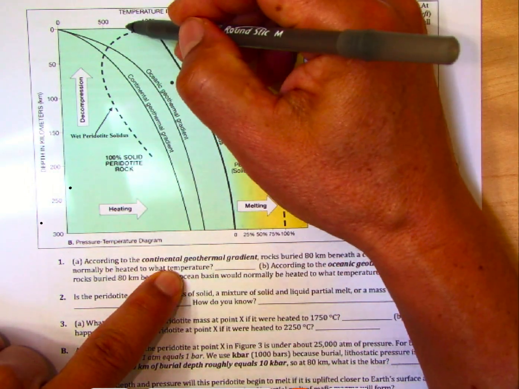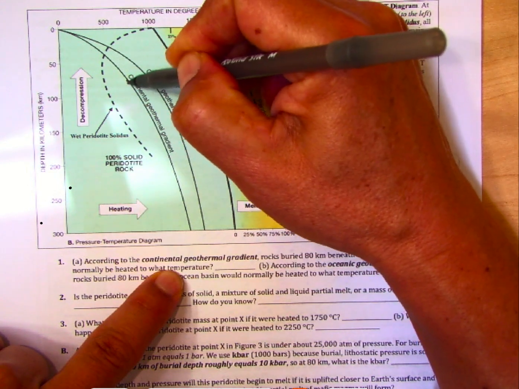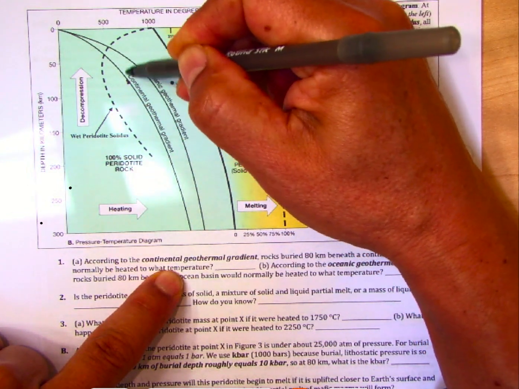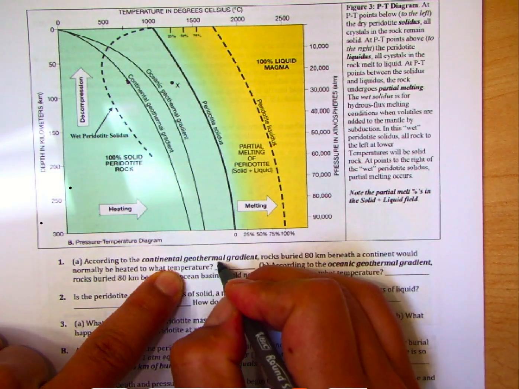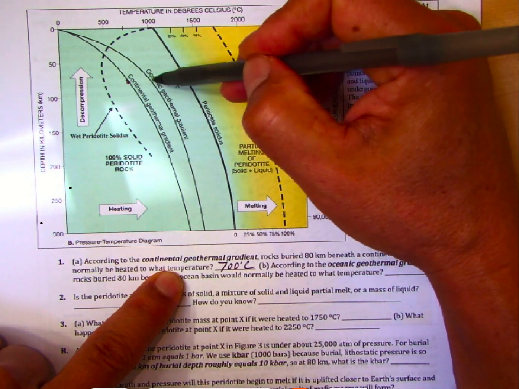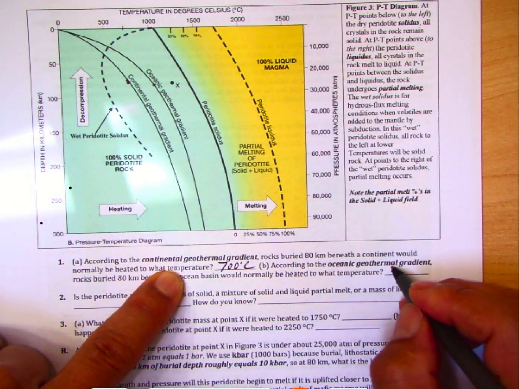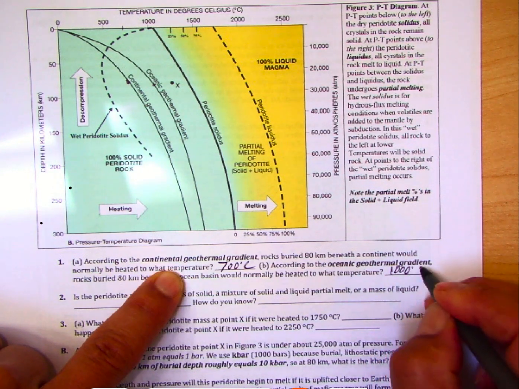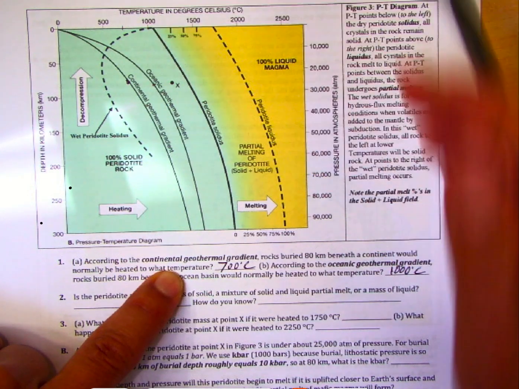So if we go down to 80 kilometers, which is right around here, because that's at point X, on this continental thermal gradient, we see that the temperature would be around maybe 700 degrees centigrade. And then for the geothermal gradient, you see it's a little bit higher heat flow in the oceans. We see we got maybe about 1,000 degrees centigrade. So that's how I'm just reading those graphs there, right? So for ocean, I just go up, it's about 1,000.